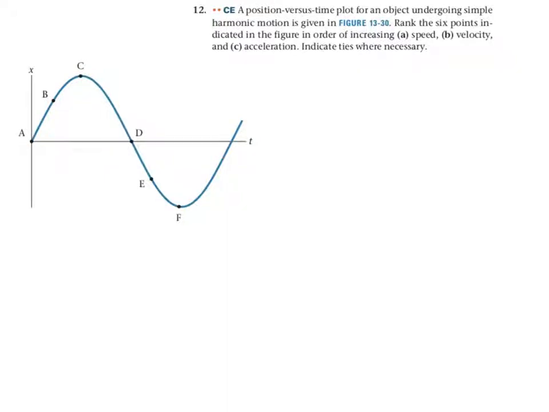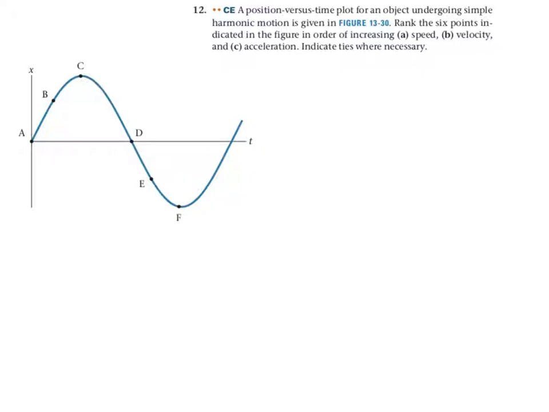Chapter 13, Number 12. A position versus time plot for an object undergoing simple harmonic motion is given in the figure. Rank the 6 points indicated in the figure according to increasing speed, and then increasing velocity, and finally increasing acceleration. Indicate ties when necessary.